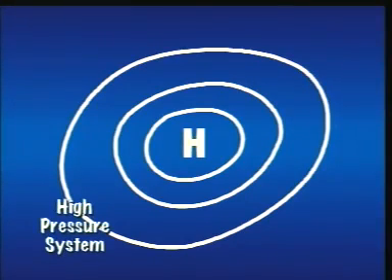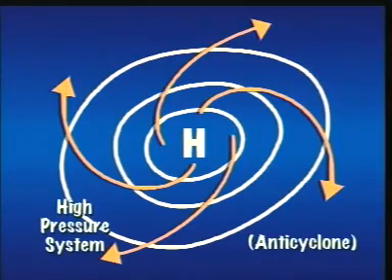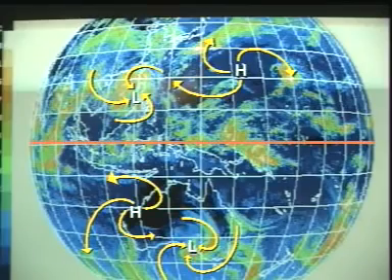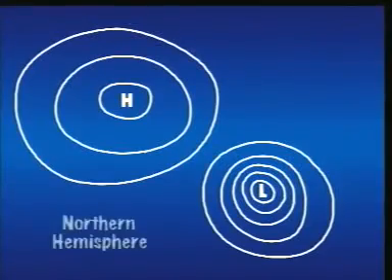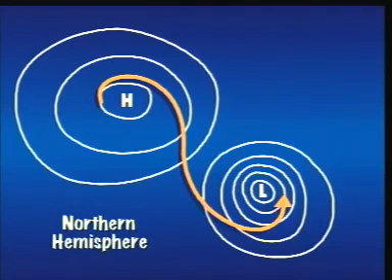High-pressure systems are called anticyclones because air spirals outwards. The direction of wind flow in cyclones and anticyclones depends on which hemisphere they are in. Air flowing from high to low pressure systems is deflected by Coriolis, producing spiraling winds like this.